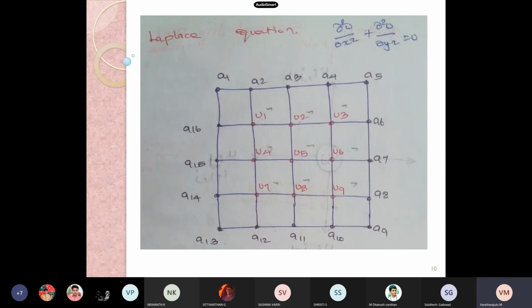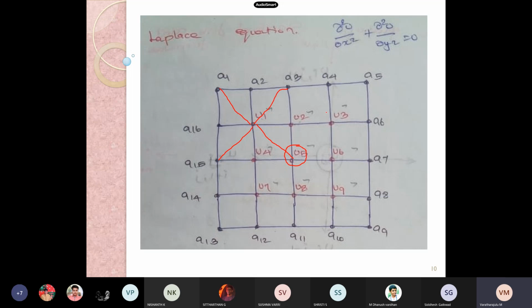So when we apply the diagonal 5-point formula, we have A5, A15, A1, A3, and here U5. U5 alone is unknown in this diagonal 5-point formula. When we know U5, then only we can find U1 with the diagonal 5-point formula. So they suggested we try to find U5 first.